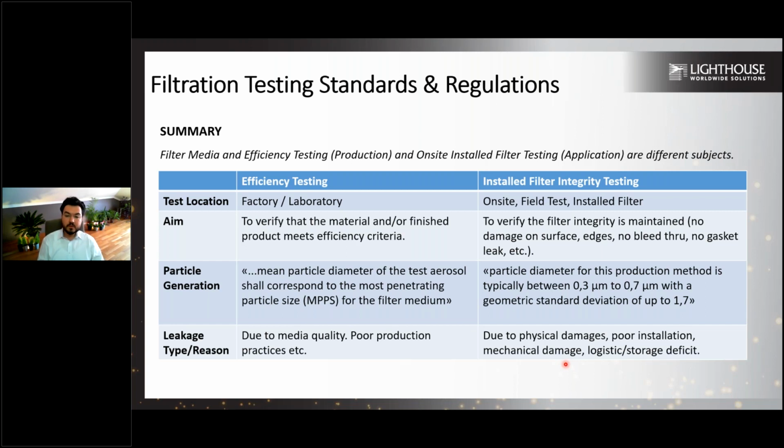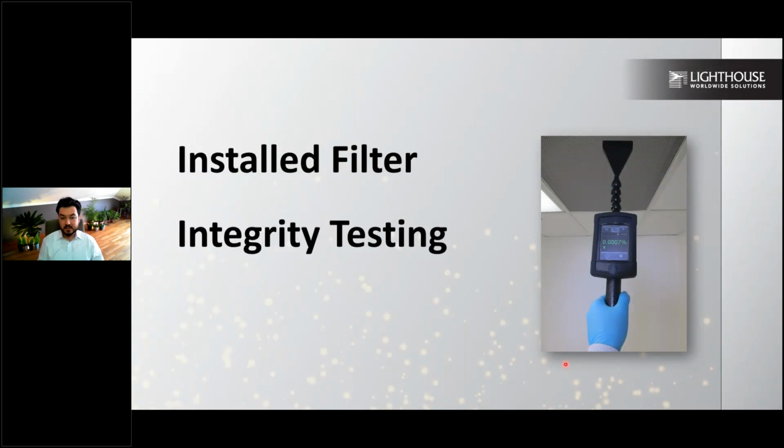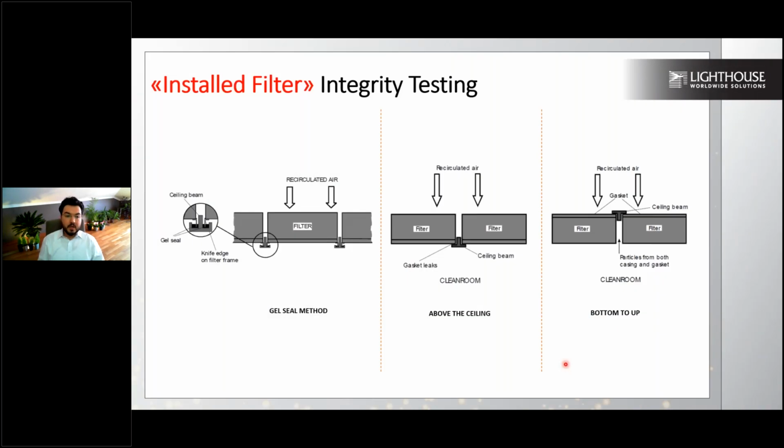Now we will start focusing on installed filter integrity testing and our two methods. Before we start the integrity testing description, let's talk about installed filters. When we say installed filter, there are different types of installation. One of them is the gel seal method, where there is an edge around your frame that goes into the gel seal on your ceiling beam, or vice versa. In some cases, your HEPA filter has the gel seal, and the edge is on the ceiling beam and fits into it. So this gel is not allowing any particles to come through your HEPA filter edge.